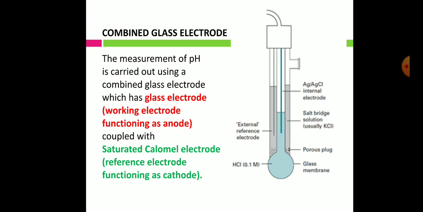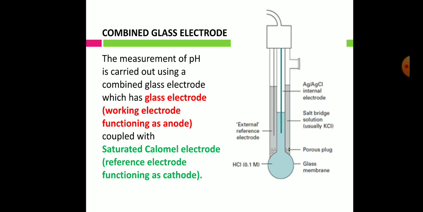The glass electrode functions as the working electrode and the saturated calomel electrode is a reference electrode. The glass electrode is also functioning as anode, whereas the saturated calomel electrode, which is also abbreviated as SCE, functions as cathode. Now we will see this figure to understand where the glass electrode and saturated calomel electrode is present.